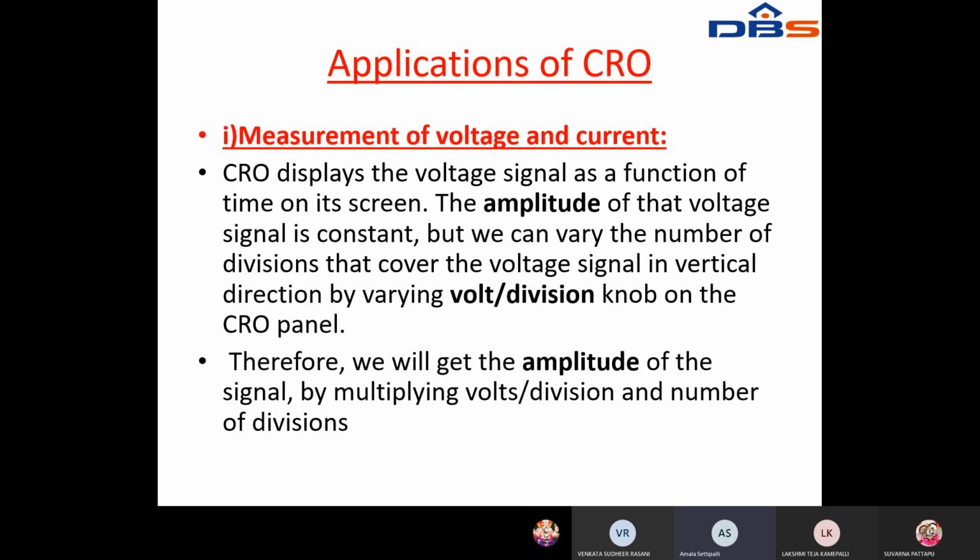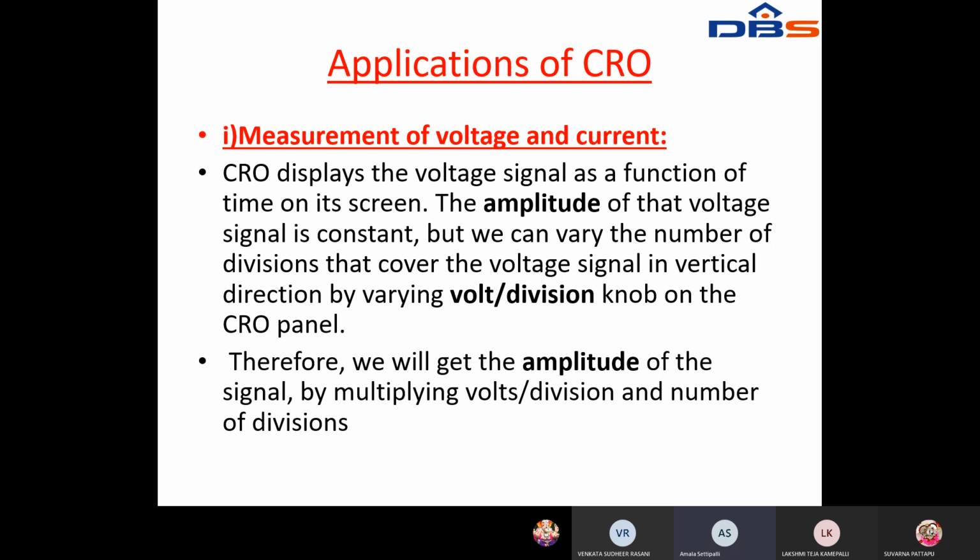And what is the heart of CRO? It is nothing but CRT. CRT is nothing but cathode ray tube. The total operation will be done in the CRT in the CRO. So here you can use just one electron gun. Whenever you have to start the experiment, at that time the electron gun, that means the electron gun is nothing but one filament wire you have to use.